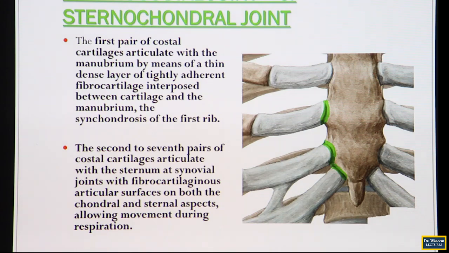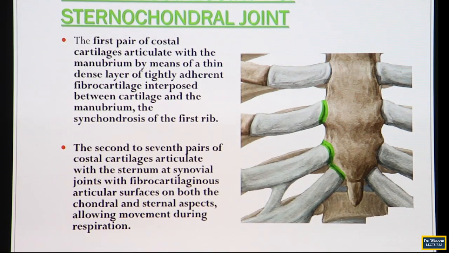And we have already seen that the first pair of costal cartilages articulates with the manubrium by means of a thin fibrocartilage interposed between them. The first costal cartilage, especially, is very important. The first costal cartilage has cartilage in between it and the manubrium sterni, and this is a synchondrosis. This is not synovial, this is a synchondrosis. The first sternocostal joint is a synchondrosis; all the remaining ones are synovial.